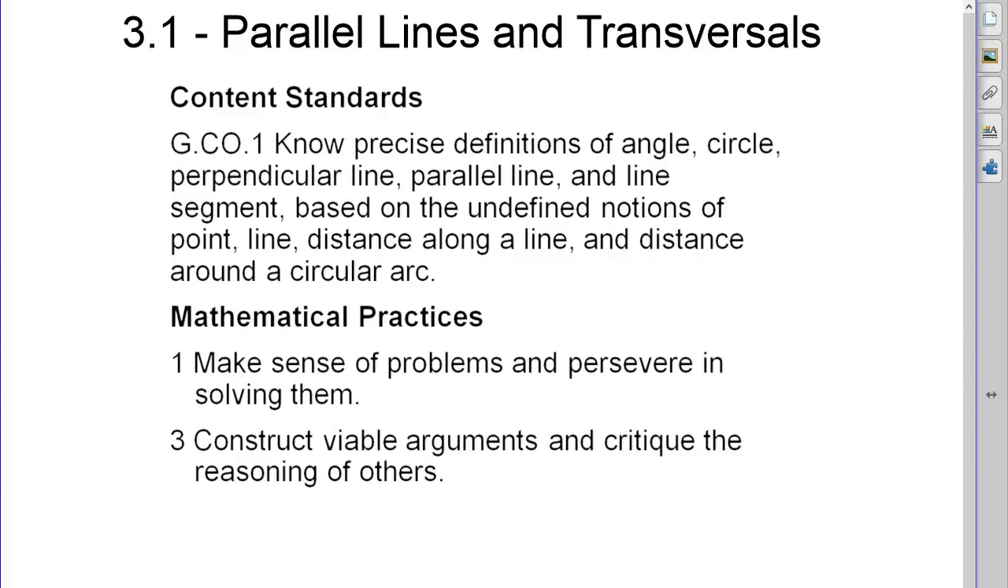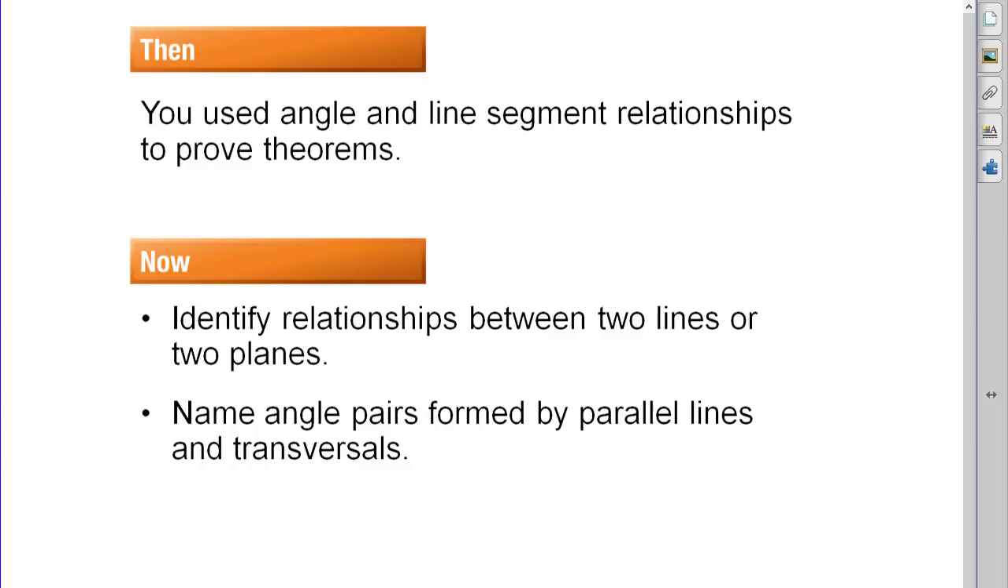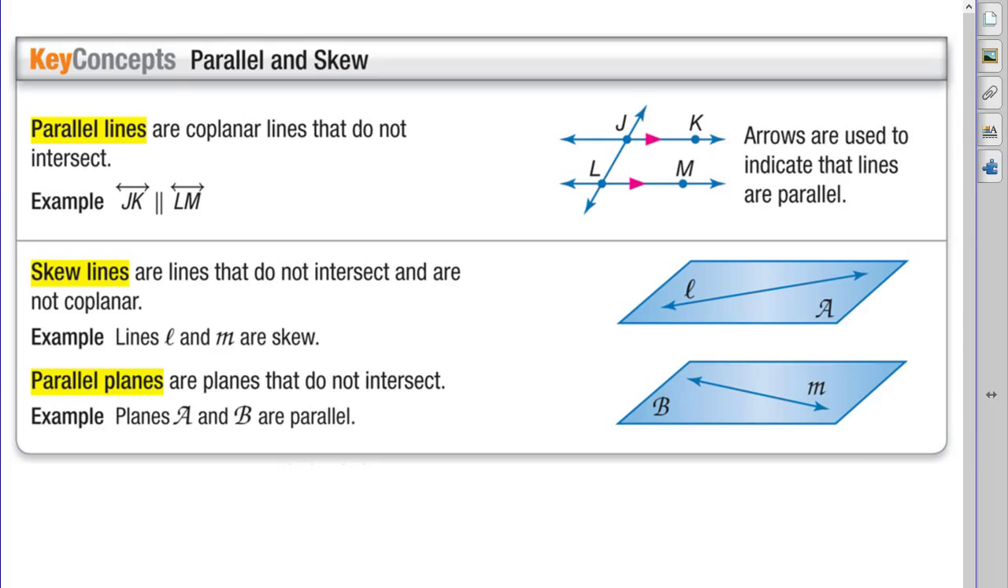So either way, 3.1. Parallel segment or parallel lines and transversals. This is mostly just a definition section. Shouldn't take us too terribly long to get through on the video, nor should it take us so long in a class to get through. So we've already proved angle and line segment relationships for theorems, and now we're going to do things with two lines and two planes, and then parallel lines in this thing called transversals.